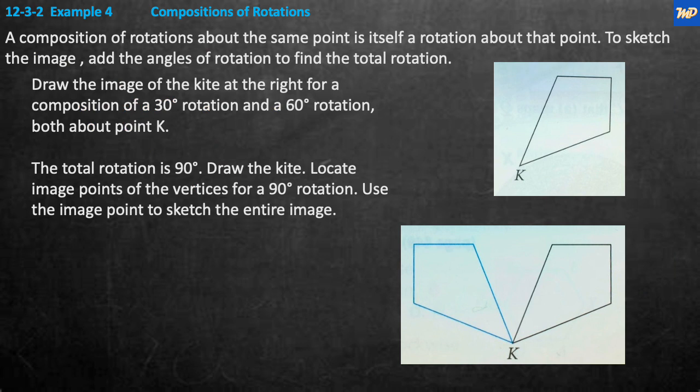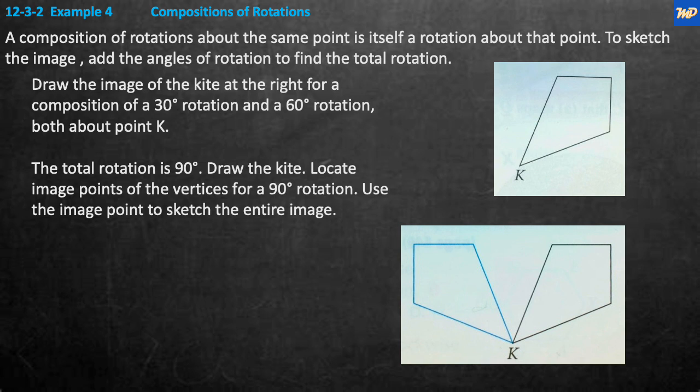Okay, example 4, a composition of rotations. A composition of rotations about the same point is itself a rotation about that point. To sketch the image, add the angles of rotation to find the total rotation. Okay, so what do they want you to do? What is that really saying here?